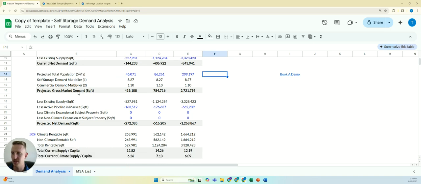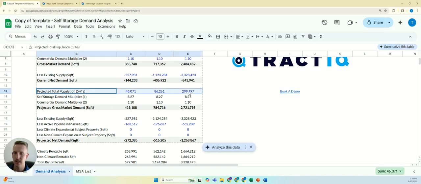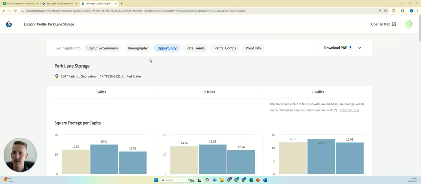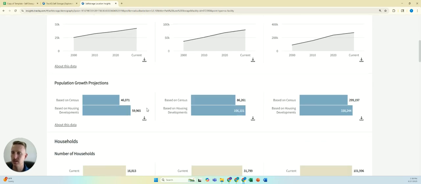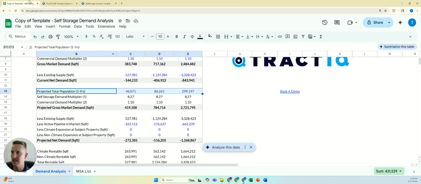We're going to be calculating the projected gross and net demand next. So let's take a look at this line. This is the projected total population within 5 years. We can also get that data from TrackedIQ. So let me go back here and click on Demographics and scroll down a bit to the population growth projections area. Just a little side note, TrackedIQ also projects population based on housing developments, which is interesting, but for this example I'm just going to be using the census data. So I'll take that data and plug it in here, and I've already done that.